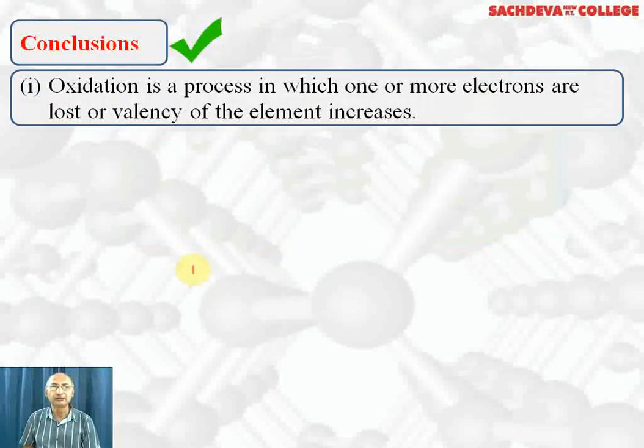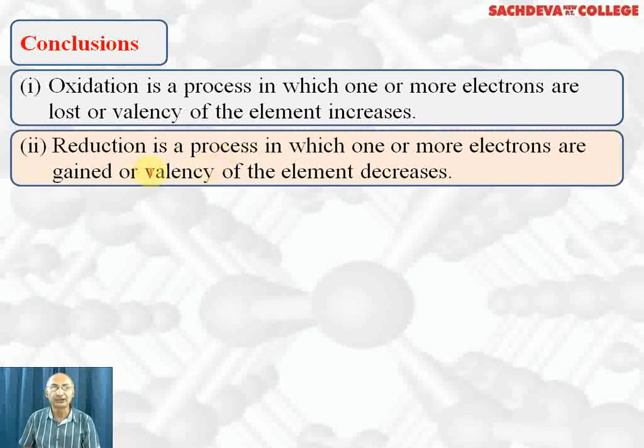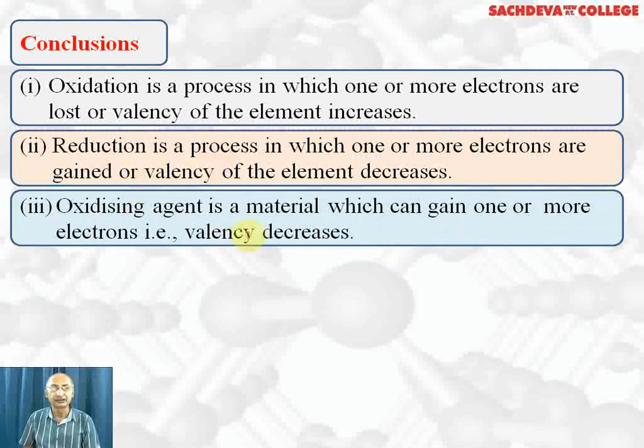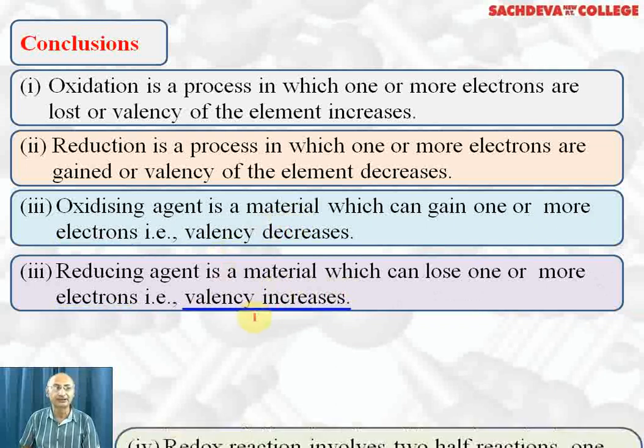Let's draw a conclusion on the basis of these. Oxidation is a process in which one or more electrons are lost or valency of element increases. When loss of electron takes place, valency of element increases. Reduction is a process in which one or more electrons are gained and valency of element decreases. By gain of electron, valency decreases. Oxidizing agent is a substance which can gain electron, one or more electron, and its valency decreases. Reducing agent is a substance which can lose one or more electrons and its valency increases.